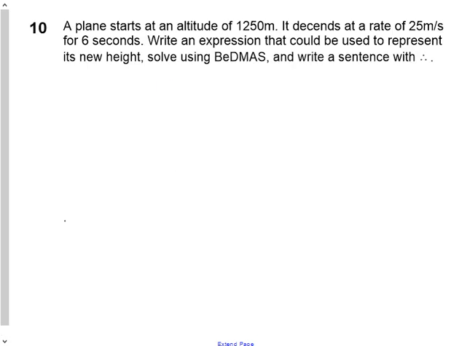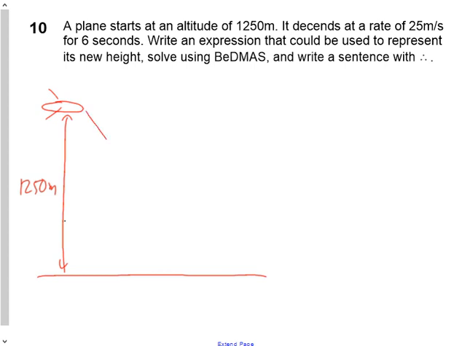And your last two questions are story problems. The first one says, a plane starts at an altitude of 1,250 meters. So I'm going to just draw a plane. That's the world's best plane. And from the ground, it is 1,250 meters above ground. It descends at a rate of 25 meters per second for 6 seconds. What is an expression that represents the new height of the plane? What is this new height?